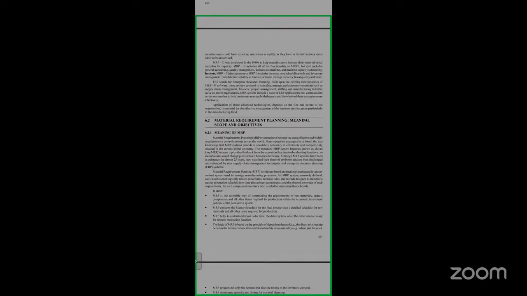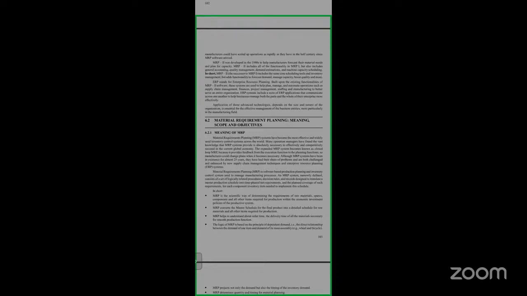So now first let us understand MRP1, that is material requirement planning: scope, meaning, and objective. Material requirement planning is a more effective and widely used inventory control system across the world. Although MRP systems have been existing almost 25 years, they still had their share of problems, and both are challenged by new supply chain management techniques and enterprise resource planning, or ERP, systems.